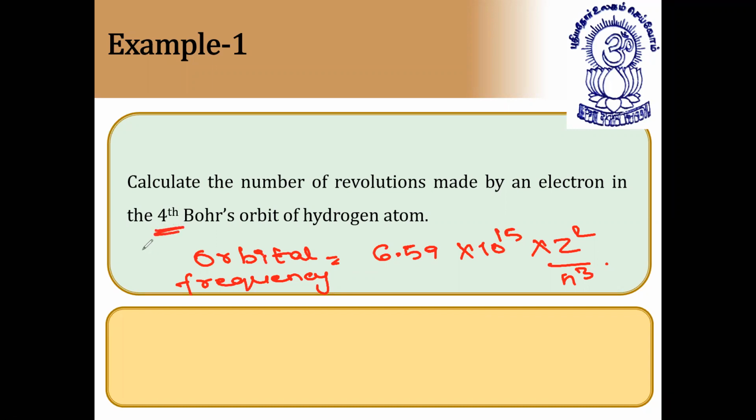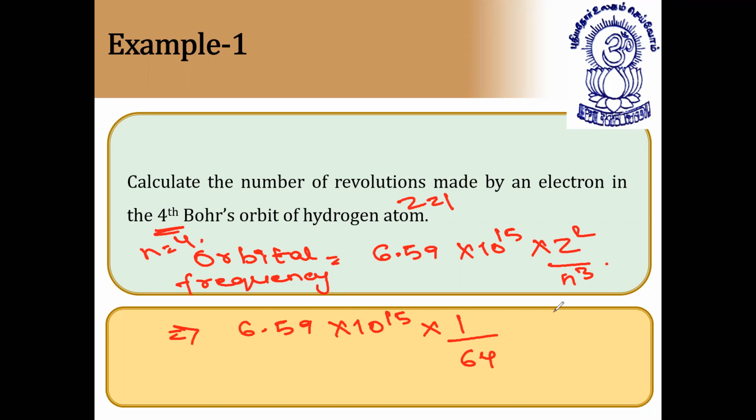So n cube, fourth orbit, so 4 cube. 4 is 16, 16 into 4 is 64. That is equal to 6.59 into 10 to the power 15. Z value, it is hydrogen atom, so it is 1. So 6.59 into 10 to the power 15 into z value 1 by n cube is 64. So if you substitute this, you will get the answer.